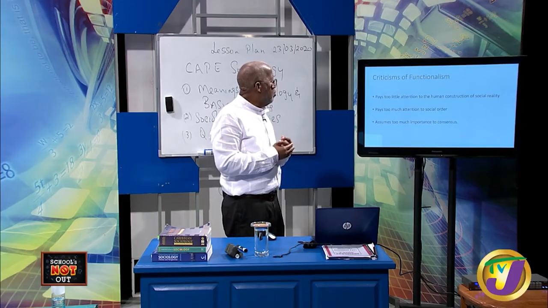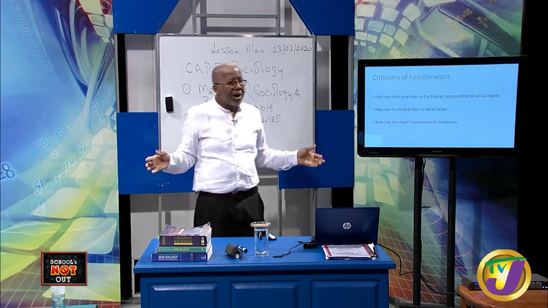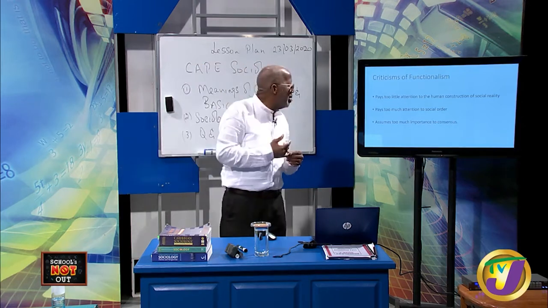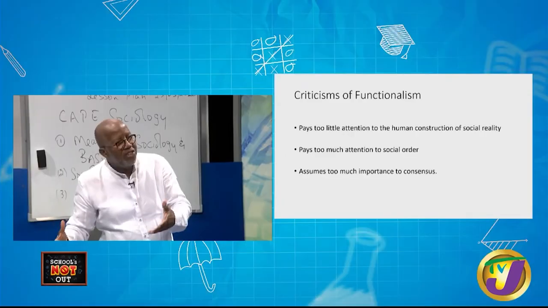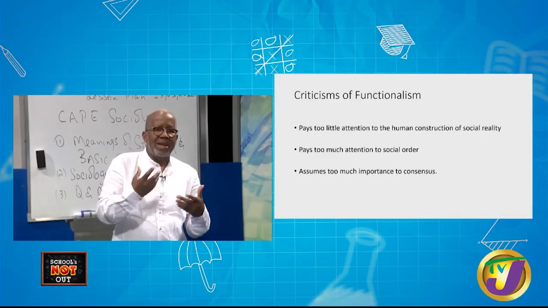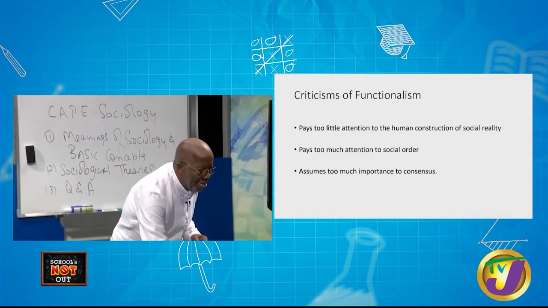It pays too much attention to social order, of course, because that is their starting point. It also assumes too much importance of consensus, because it's called a consensus theory, really, where they look at all of us tending to agree on the same values, all of us having the same collective conscience, and all of us tending to think and act the same way.